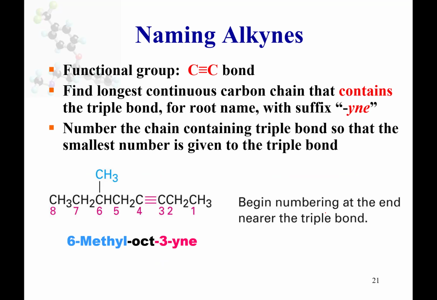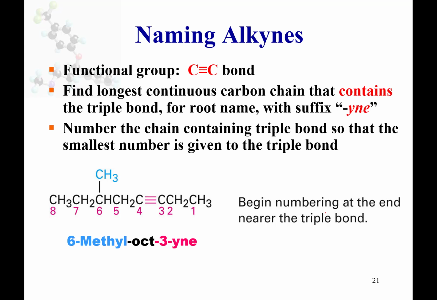Alkynes is the family of compounds having the functional group being a carbon-carbon triple bond. The naming rules are very similar to those of an alkene, that is, you find the longest carbon chain, but it must be the one that also contains a triple bond. And for the root name, the suffix is -yne.